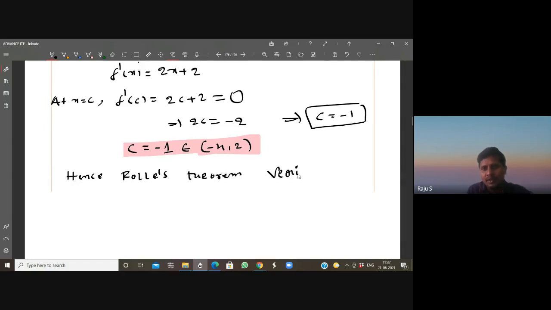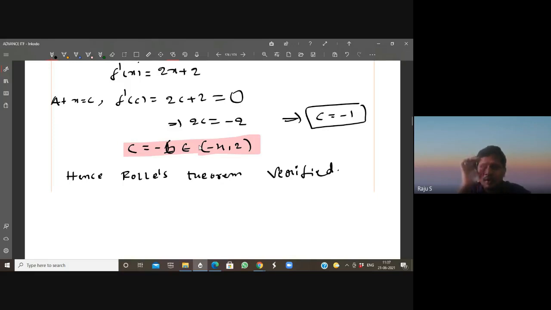Verified. Finally, we can write verified. So if, for example, we are getting some C value here that does not belong to the given interval. For example, instead of -1, I'm getting -6. Does -6 belong to (-4, 2)? No, it doesn't belong. In that case, what can we write? Rolle's theorem is not verified. We can't say that if the function satisfies three conditions, it is verified.